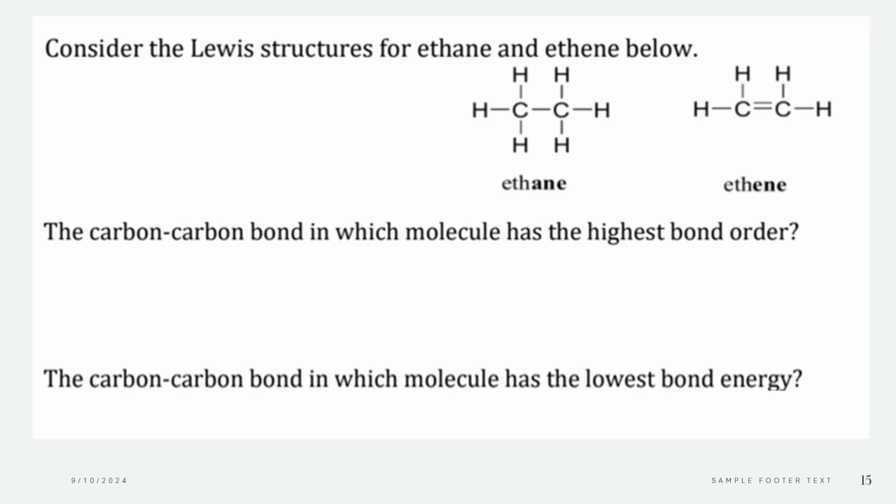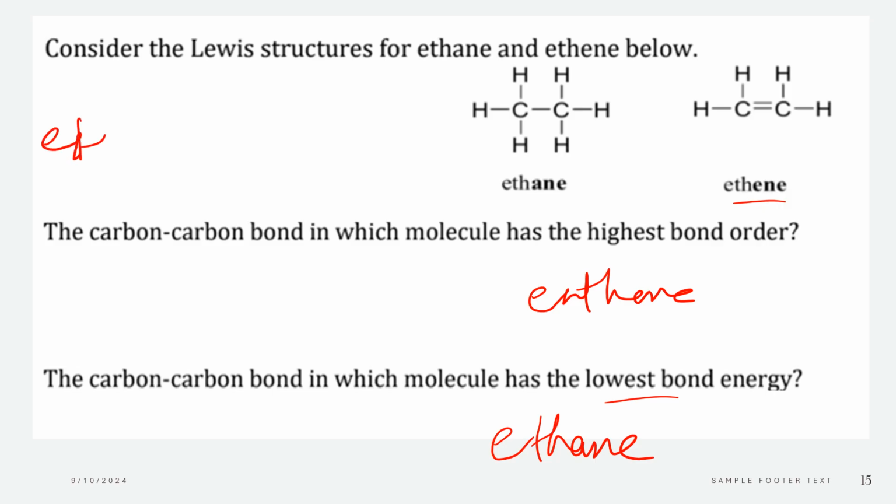Consider the Lewis structures for ethane and ethene below. In which molecule does the carbon-to-carbon bond have the highest bond order? Which of the following has the lowest bond energy? So the lowest energy would mean probably single, so it's going to be ethane, the single bond. Therefore, ethene, between these two, has the highest bond order because there are more bonds involved. And there's one called ethyne, yeah. That's going to be a triple bond, but don't worry about that one now.